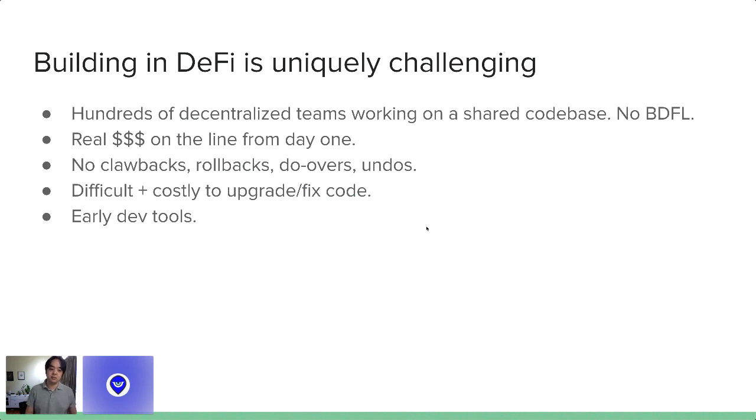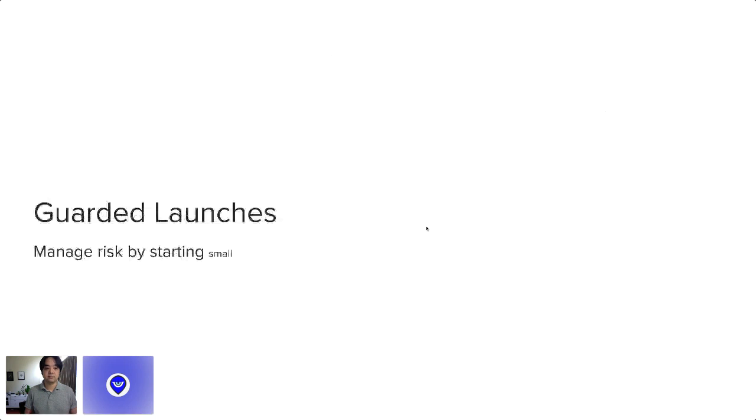And I think the last point here is just that the dev tools in this space are early. I fully expect things like formal verification and some of these techniques to mature in this space. But as of today, there's some teams doing it, but I think the dev tools in general leave it mostly up to the developers to figure this stuff out.